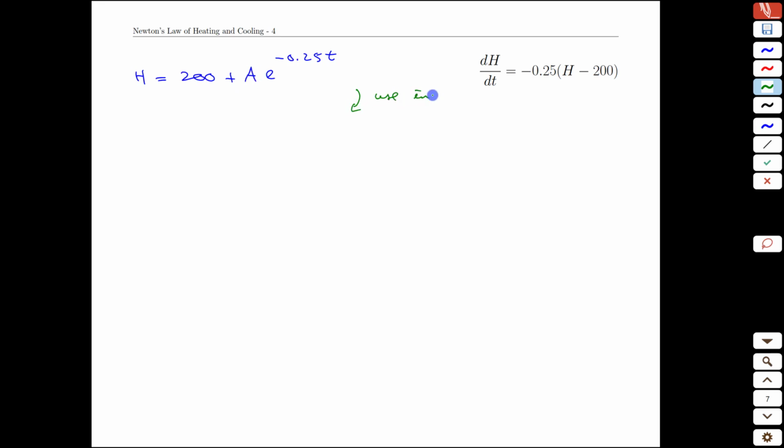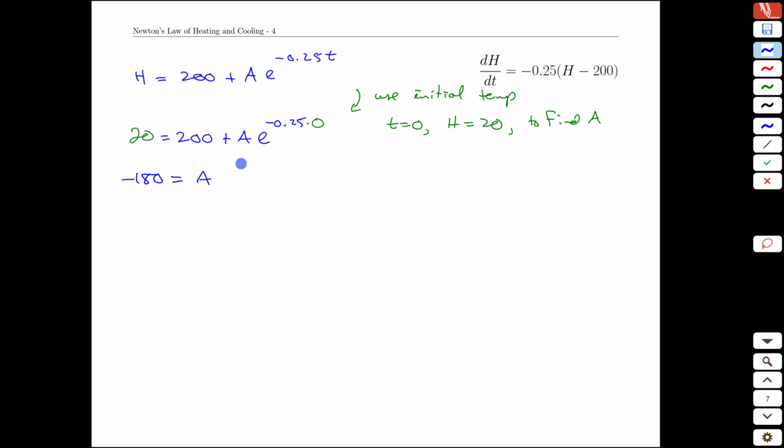Use the initial temperature at t equals 0, h equals 20 to find a. If we do that, we plug in h, that will be 20. That's going to equal 200 plus a. We're plugging in t as our time value when we have 20 degrees times 0. That gives us, bring this over, negative 180 equals a e to the 0. Well, a e to the 0 is just 1. So that's our a value.